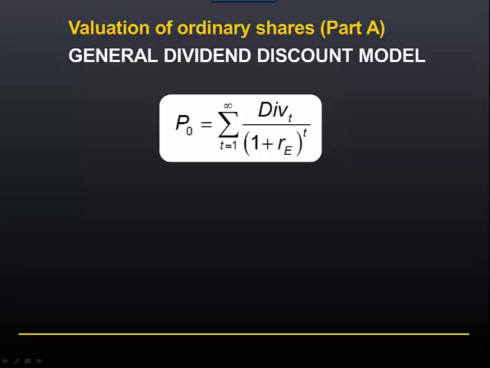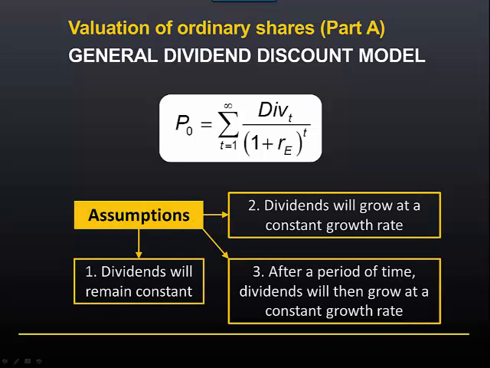In previous modules we've developed this formula for the price or the value of an ordinary share. It's saying that the value of the share is the present value of an infinite stream of dividends. But because it's impractical to calculate the present value of an infinite stream of dividends one by one, we need to make one of three assumptions about the future behavior of dividends. As we noted in the previous module, the assumptions are that dividends will remain constant, that they will grow at a constant growth rate, or after a period of time they will grow at a constant growth rate. In this module we will focus on the second of those assumptions.